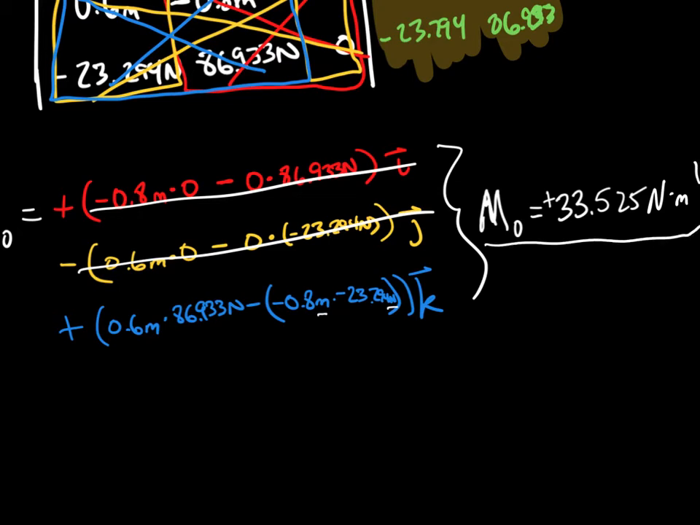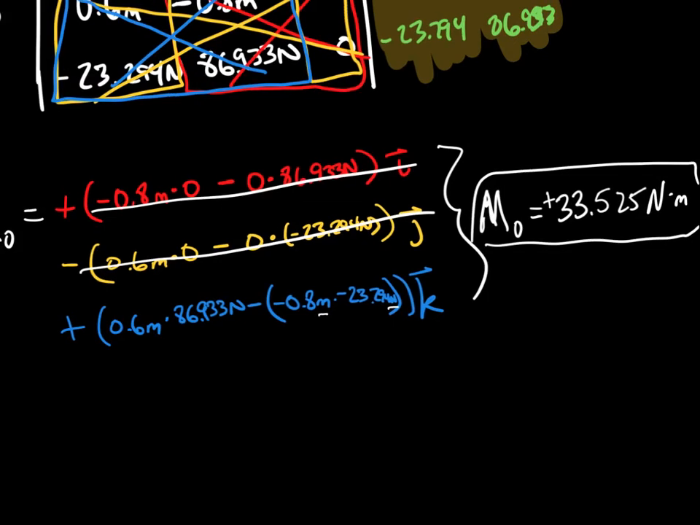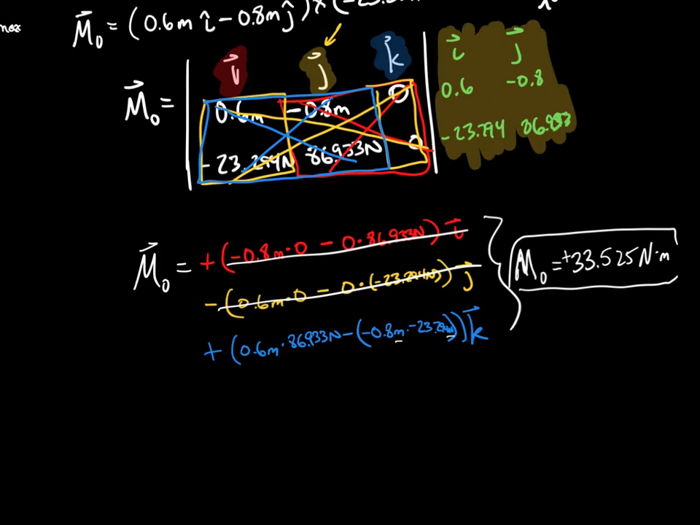Okay, so notice this is what we ended up with: 33.525 newton meters, and again, I always keep five significant digits. And it's got a positive sign. So that means this thing is probably going, well, it better be going counterclockwise. So it better be going this way, because it's positive.